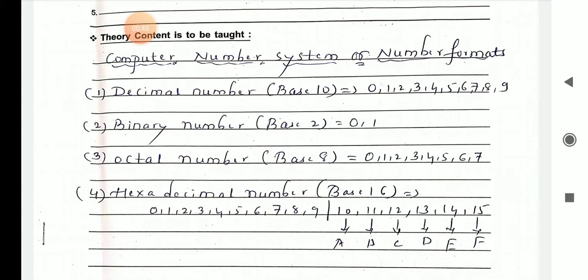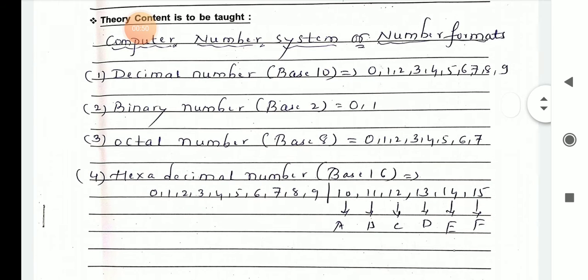The first one is the decimal number, second is the binary number, third is the octal number, and fourth is the hexadecimal number. In the decimal number, you take base 10. You can represent 0, 1, 2, 3, 4, 5, 6, 7, 8, 9. The second one is the binary number, where you take only two digits, base 2: 0 and 1.